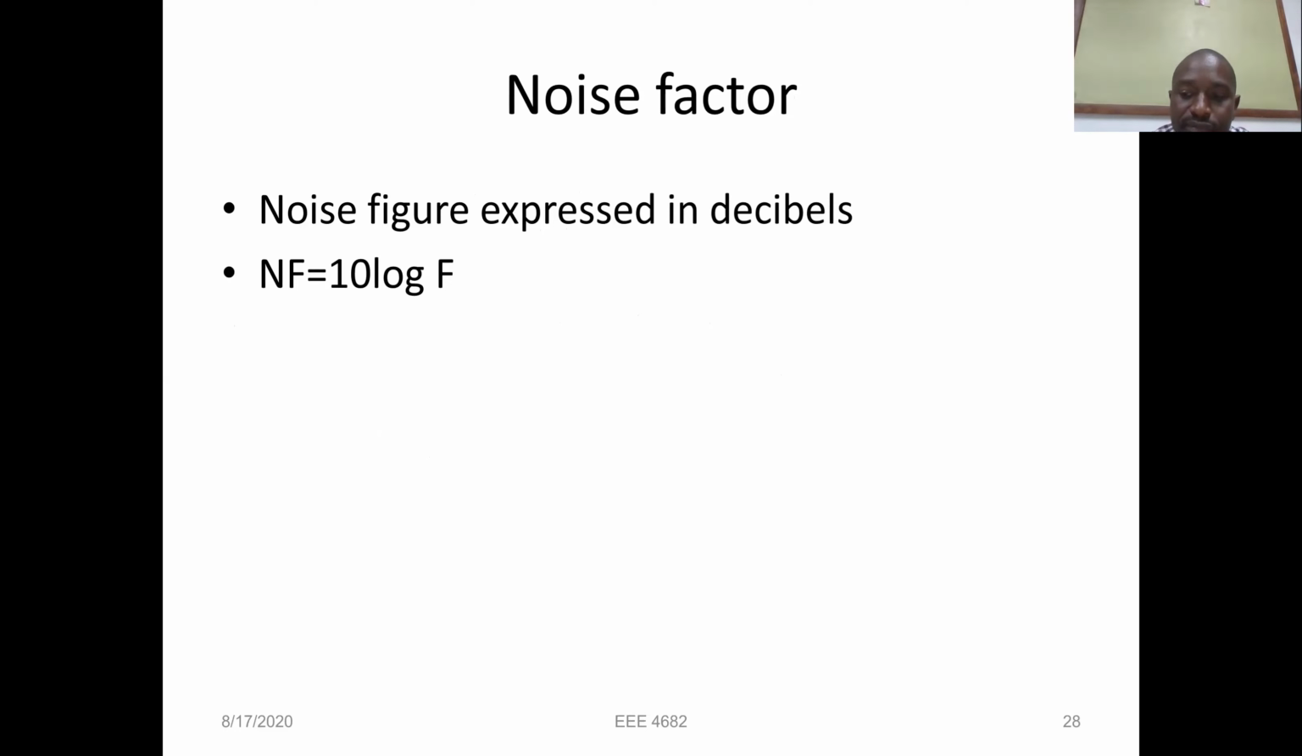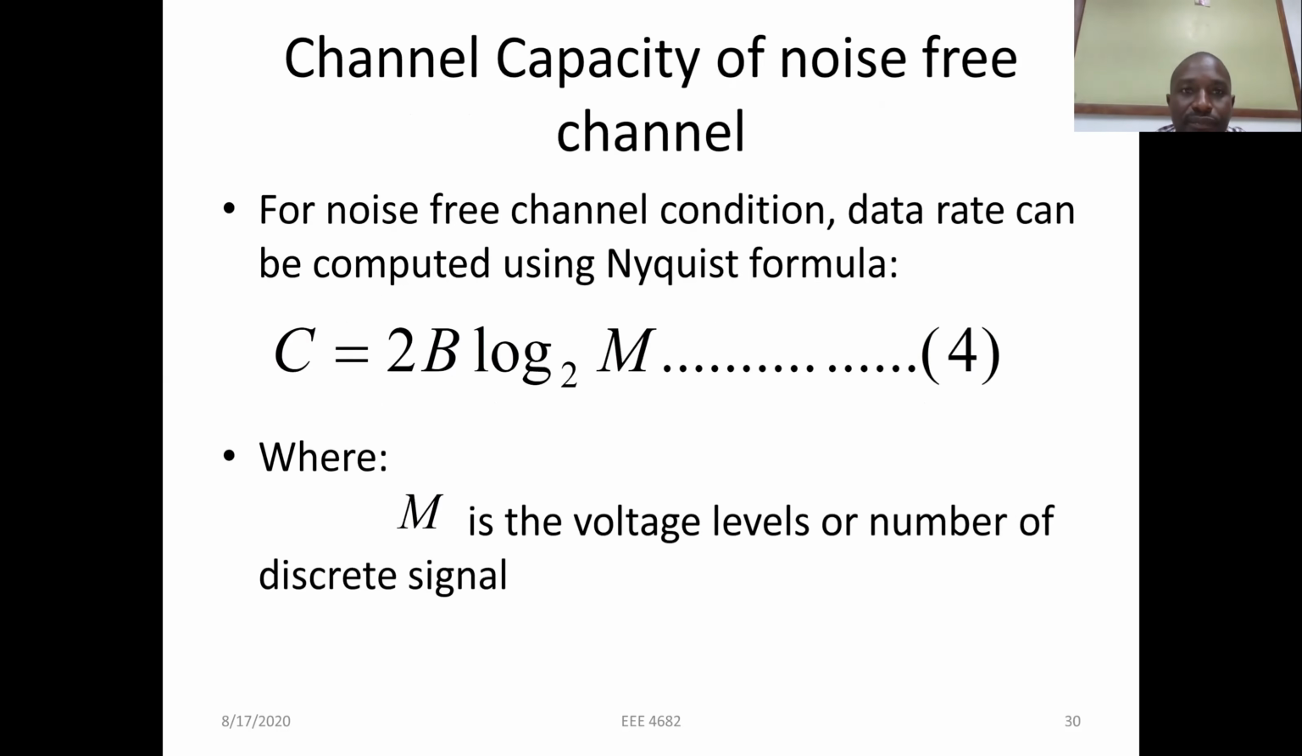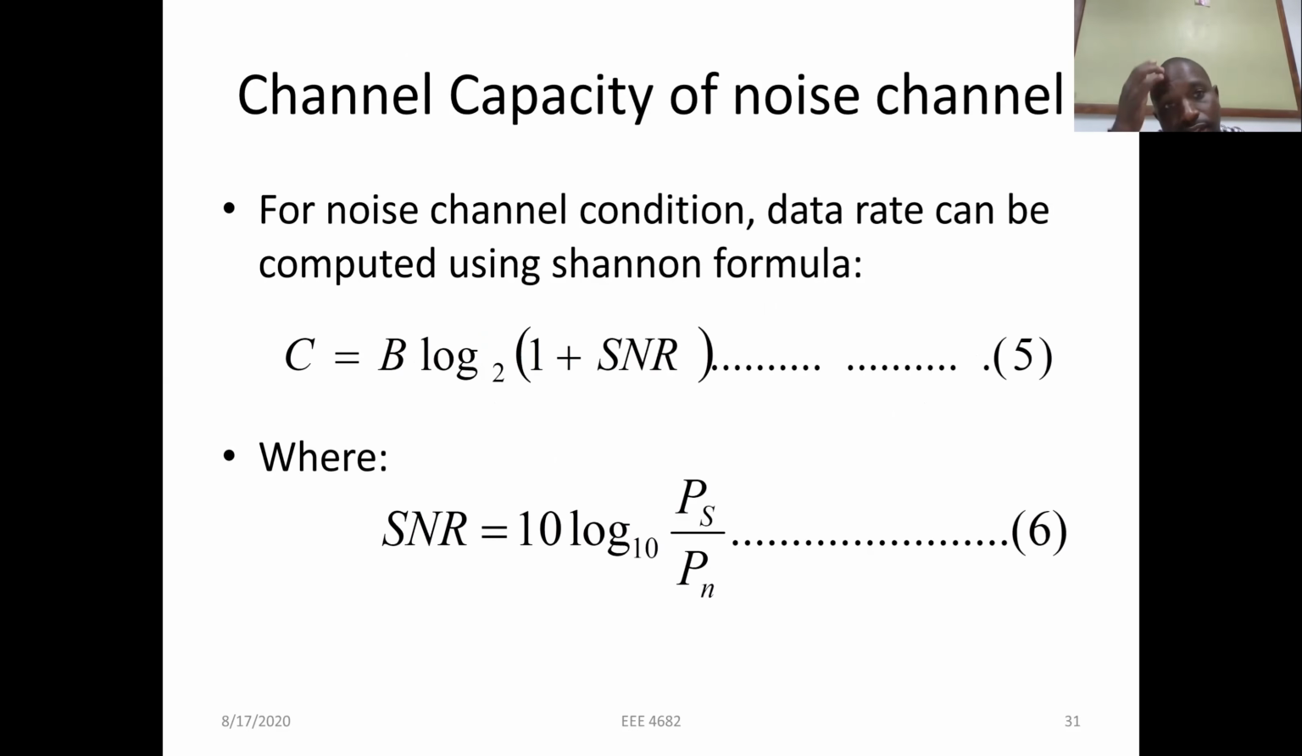Related to the noise figure is the noise factor, which is basically the noise figure expressed in decibels, simply 10 log F. Usually the most important question for a communication channel is the maximum rate at which it can transfer information, and the theoretical maximum rate at which information passes error-free over a channel is called the channel capacity C. The channel capacity of a noise-free channel is C equals 2B log2 M, where B is bandwidth, M is the number of voltage levels, or discrete signals.